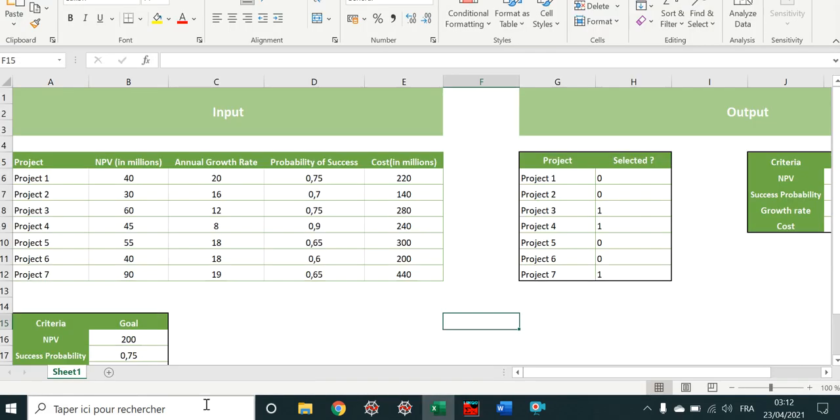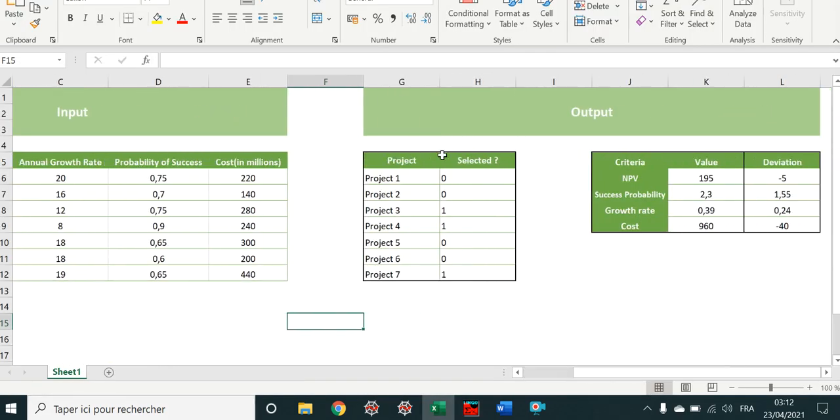If we can go to the interface, we can see that projects 3, 4, and 7 are selected. And here are the values of the 4 criteria and their deviations from the goal. For the NPV, we fell under our goal by 5 millions, so it's not too bad, but it's not exactly on goal.